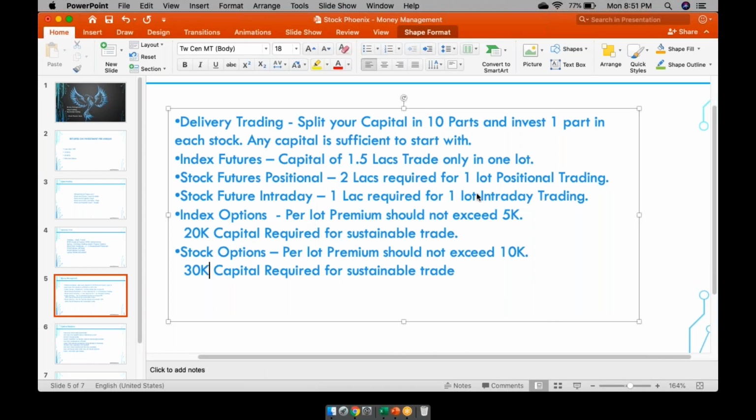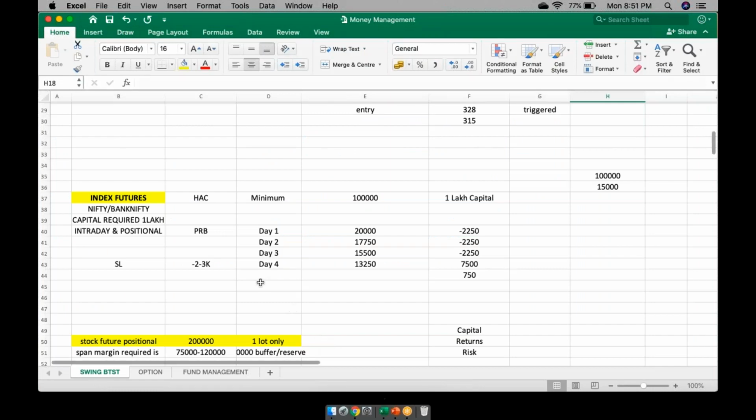Yes, I'll come to it. Next, stock options. The premium per lot should not exceed 10,000 rupees. You should have 30,000 rupees capital for a sustainable trade. We have weekly expiry and monthly expiry; all that we will see later.